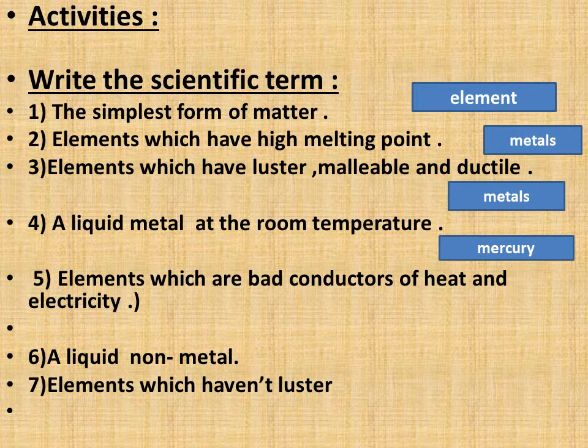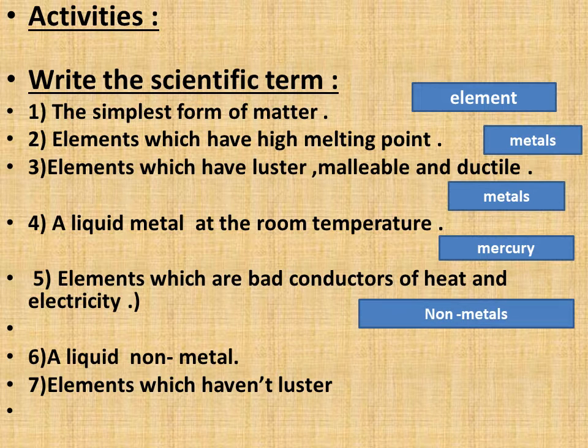Number five, elements which are bad conductors of heat and electricity. We have two types of elements, metal and non-metal. Metals are good conductors of heat and electricity, but non-metals are bad conductors of heat and electricity, except carbon. So elements which are bad conductors of heat and electricity are non-metals.